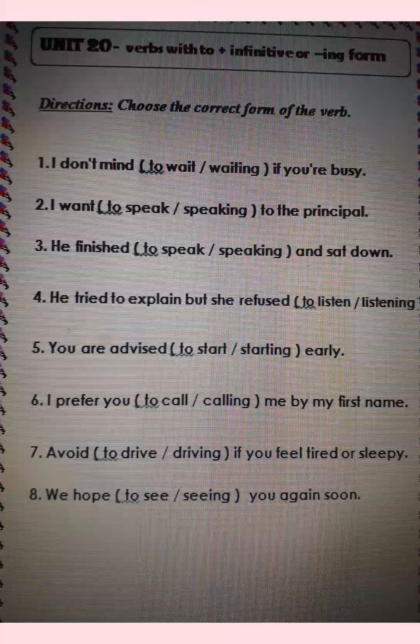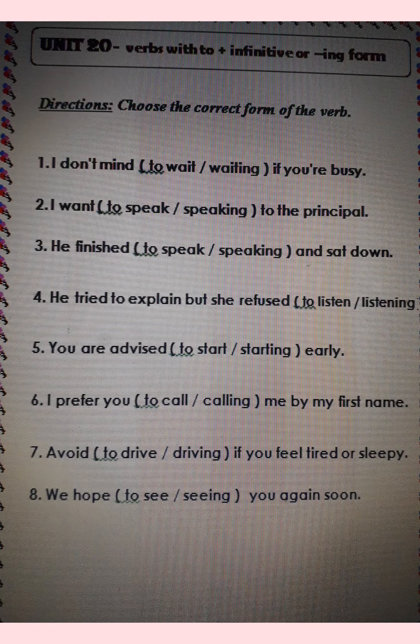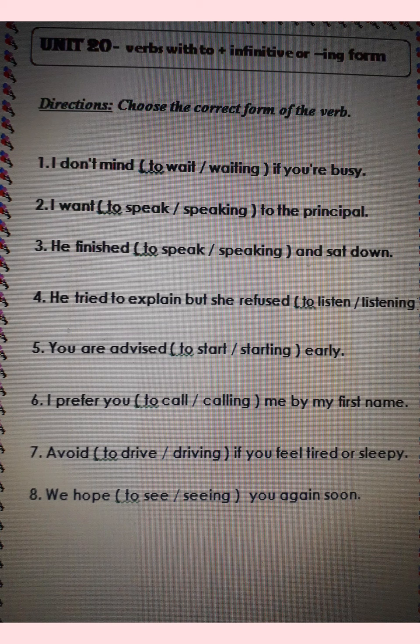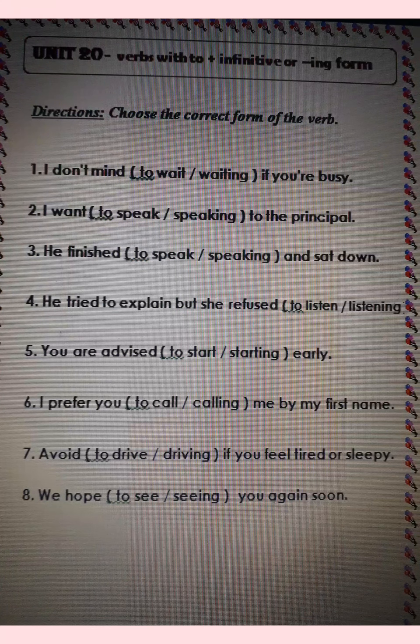As what I've told you earlier, this Unit 20 is the same as Unit 13. Verbs with to plus infinitive or the ing form. Let's answer. Number 1. I don't mind waiting if you're busy. Number 2. I want to speak to the principal. Number 3. He finished speaking and sat down. Number 4. He tried to explain but she refused to listen.